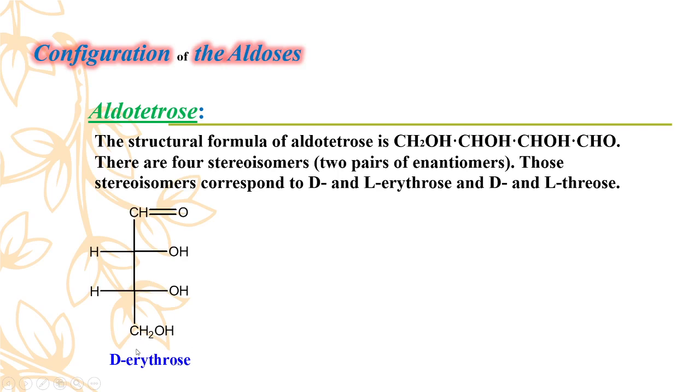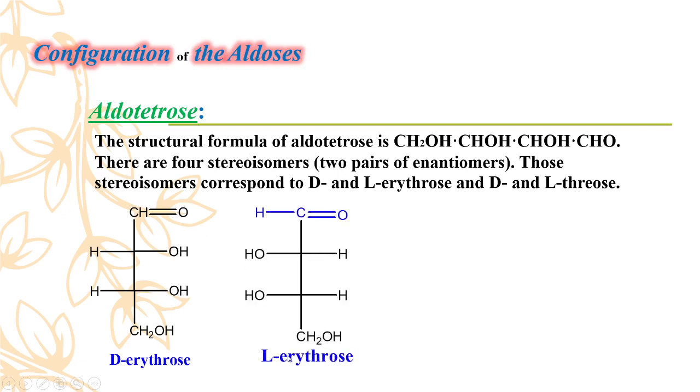In this molecule, the penultimate functional group, this OH, is present on the right hand side. Therefore, here we write the D, and both OH are present on the same side. It is a D erythrose molecule. This is the L erythrose. The OH is present on the left hand side, but both OH are on the same side. Therefore, it is the L erythrose.